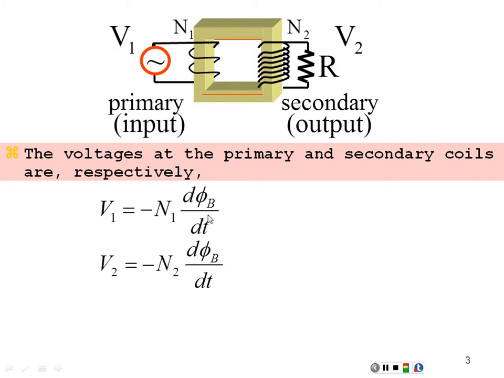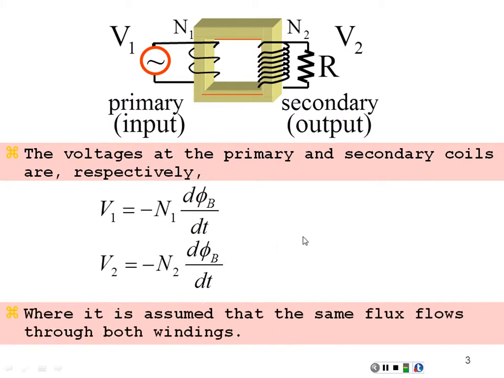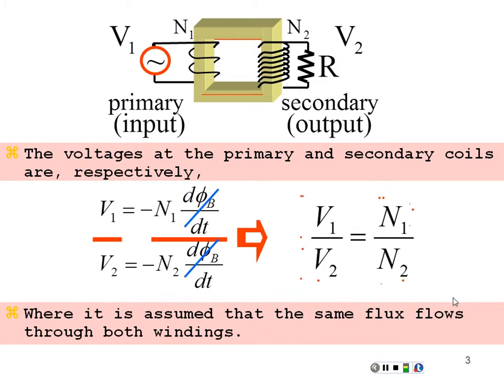In both these cases, the magnetic flux per time is going to be the same. So if we took the ratio of these two, getting rid of the change in magnetic flux per time, we would find that the ratio of the voltage in the primary to the voltage of the secondary is equal to the ratio of the number of turns in the primary to the number of turns in the secondary. So V1 over V2 is equal to N1 over N2.